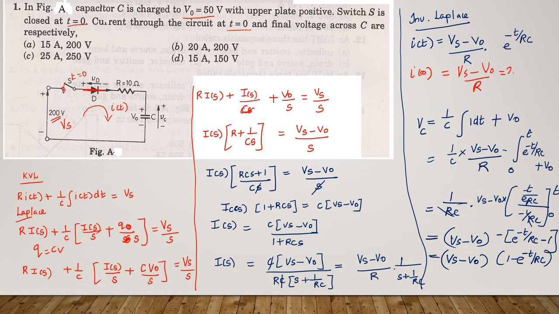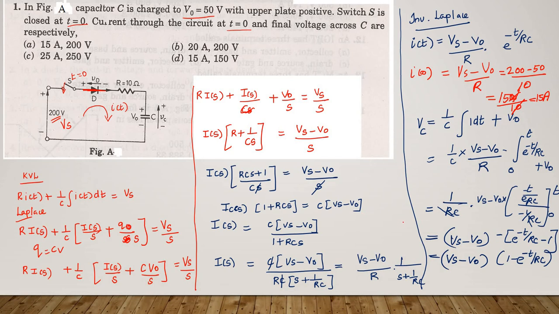What is Vs? Vs is 200. V0 is 50, divided by the R value. R is 10. So what is the answer? 150 divided by 10 is equal to 15 ampere. So 15 ampere at t equal to 0 also.